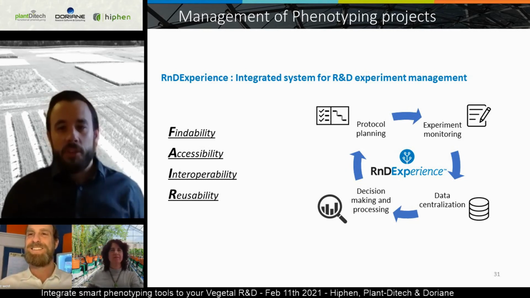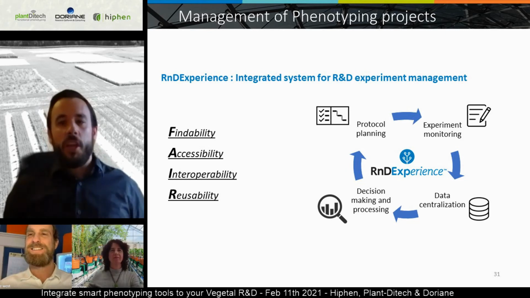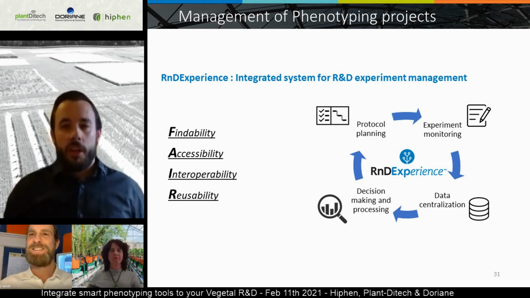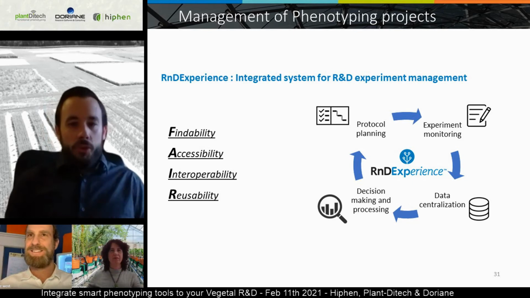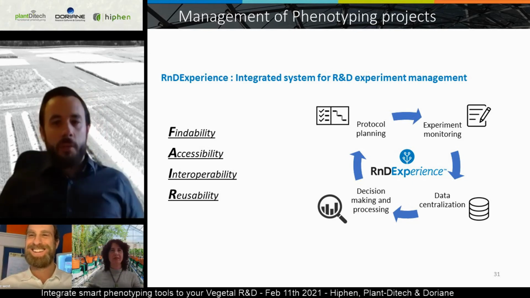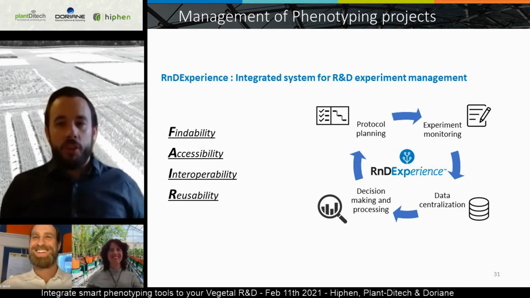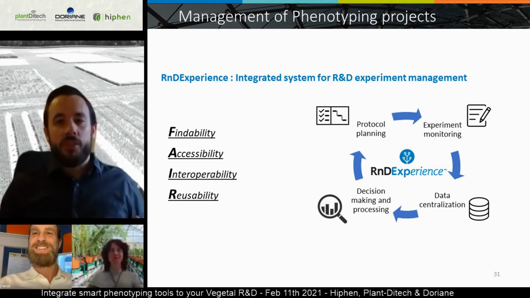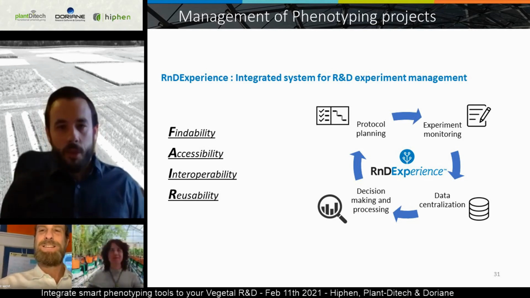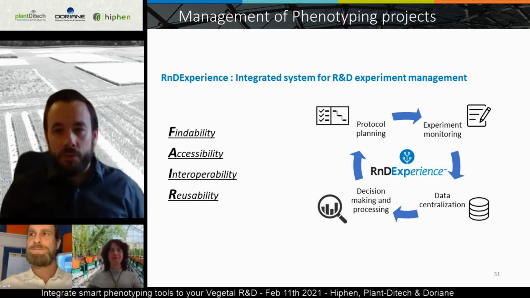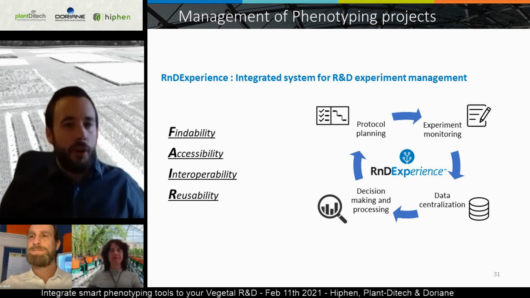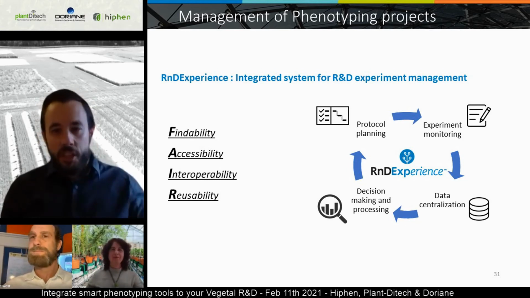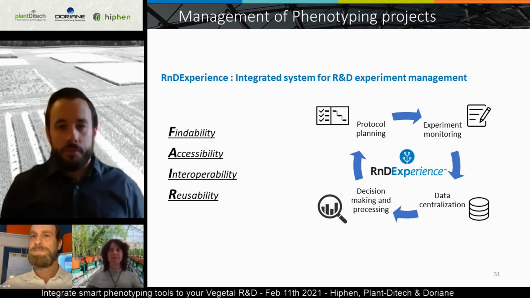R&D experience also gives assistance in experiment monitoring, notably with tools to support and track sowing, planting, agronomic operations, and harvesting, or with structures to track post-harvesting seed treatment. R&D experience also offers structures for heterogeneous data centralization like environment, pedigree, genetic, and phenotypic information, of course.